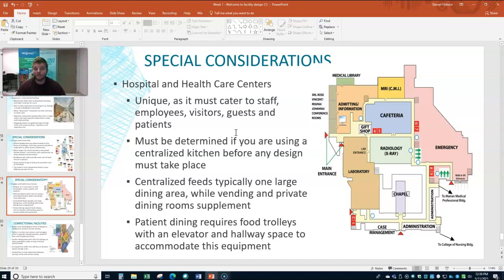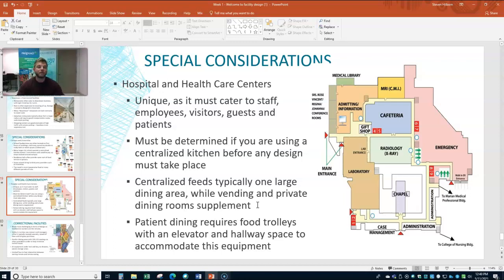And it's usually in the center, and it's kind of the main gathering area for that particular location. Centralized feeds typically one large dining area, while vending and private dining rooms supplement the rest. But then there also must be this option where you are able to fill food trolleys and have an elevator and hallway space to accommodate all this equipment.